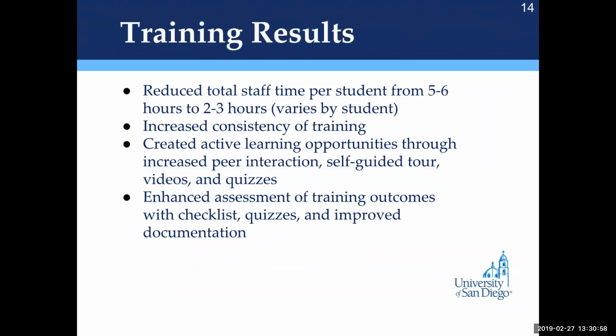So the results of all of these changes, there are a few of them. There are some not listed here, but we've reduced staff time per student significantly, basically cut it in half, from 5 to 6 hours of total staff time per new student to 2 or 3 hours. And that has a lot to do with the new self-guided components, the videos, taking the reference training out of our area. These numbers vary a little bit depending on the student, right? Some students take a little longer than others to do certain things, but we've basically cut our staff time in half over the last 7 years, taking this approach and focusing on that.